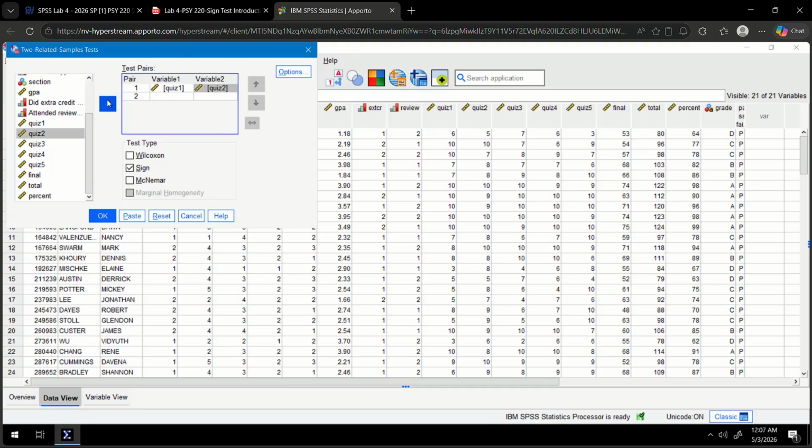We only look for pluses and minuses, and we want to see if we get a lot more pluses than minuses. So for the null hypothesis that there is no difference, there should be a relatively equal number of pluses and minuses. For the alternative hypothesis that quiz 2 is greater than quiz 1, we should have a lot more pluses than minuses. How much is going to be dependent on the binomial distribution. So we got quiz 1 here and we got quiz 2. We check off the sign test, we hit OK.